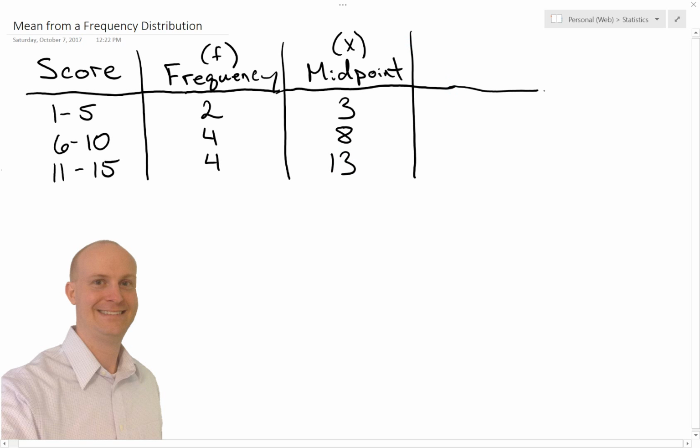The next thing we're going to do is find F times X. So we're going to multiply the frequency and the midpoint. So 2 times 3 is 6. 4 times 8 is 32. 4 times 13 is 52.